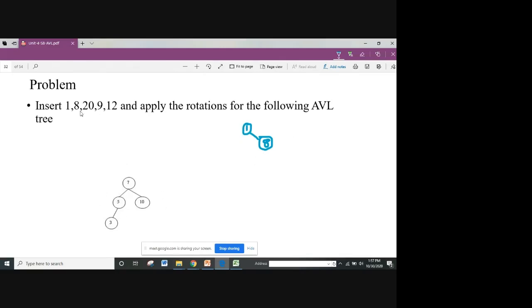If this tree is not given, forget about this tree. If only numbers are given, just take the first node as the root node. You have to go in order. First node, root node, then next 8. So I will insert 8, as it is greater than 1, on the right side. Now I will calculate the balance factor. For this it is 0. For this it will be -1. So it is balanced. So next I will take 20. 20 is greater than 1 and greater than 8, so right side.